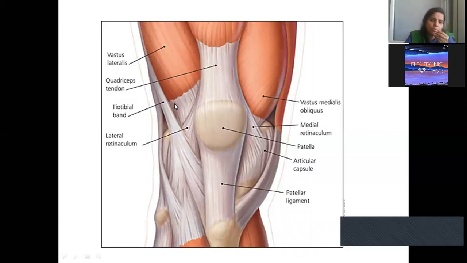See, over the capsule you have certain extensions like attachments. This is the lateral retinaculum. Lateral in the sense, this is the medial end of the bone where we have the tibia. This is the fibula. Lateral and medial retinaculum. The rest we know: vastus lateralis, medialis. This is rectus femoris, below which we have vastus intermedius.